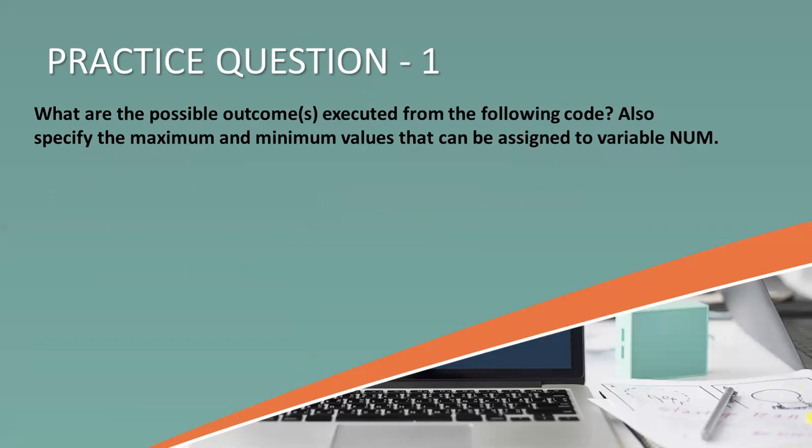The question will be like, what are the possible outcomes executed from the following code? Means you will be given a number of options. You have to select one option from them, which will be the best, or more than one may also be possible, which may be the possible outcome for the provided Python code. And you also have to find the maximum and the minimum value for the number for which random is used.